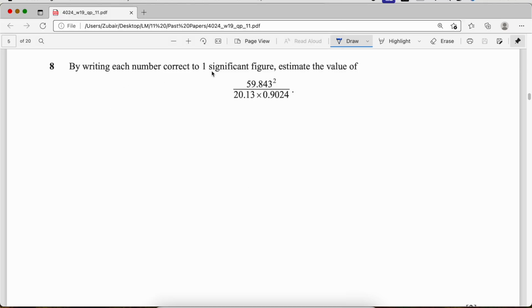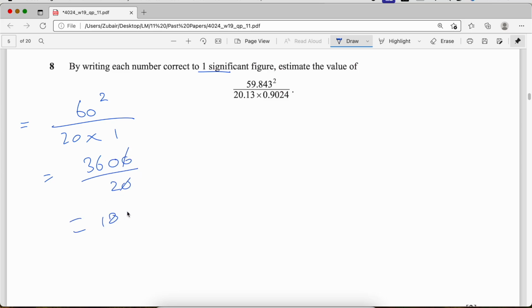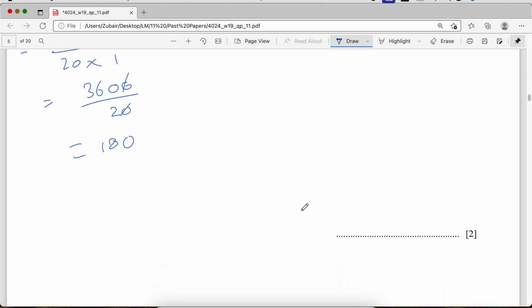By writing each number to one significant figure, that is close to 60. That is 60 squared. This is 20, and that's 1. 60 squared is going to be 6 times 36, and 2 more zeros, divided by 20. This is 180. Estimate the value of this, that's 180.